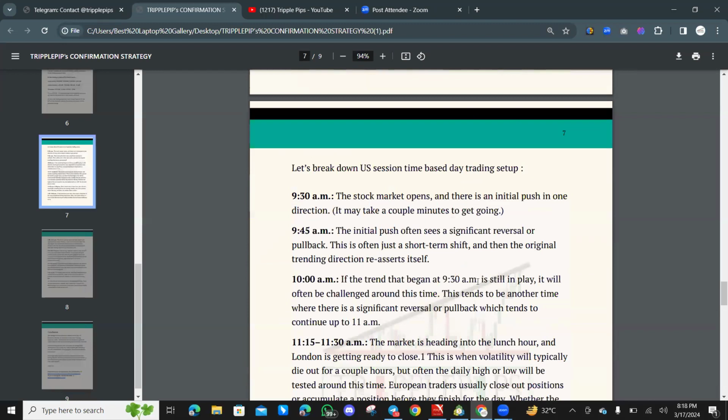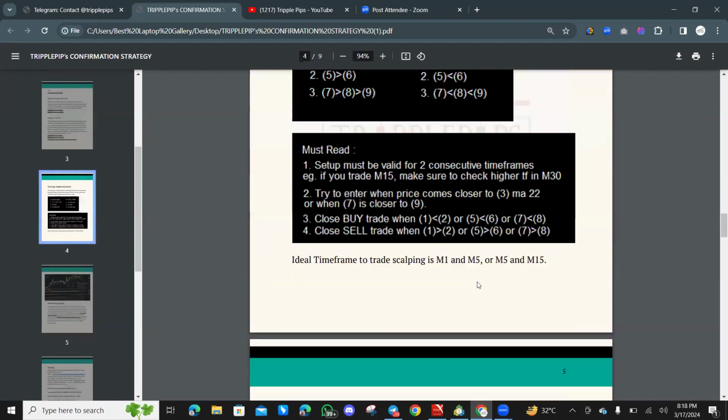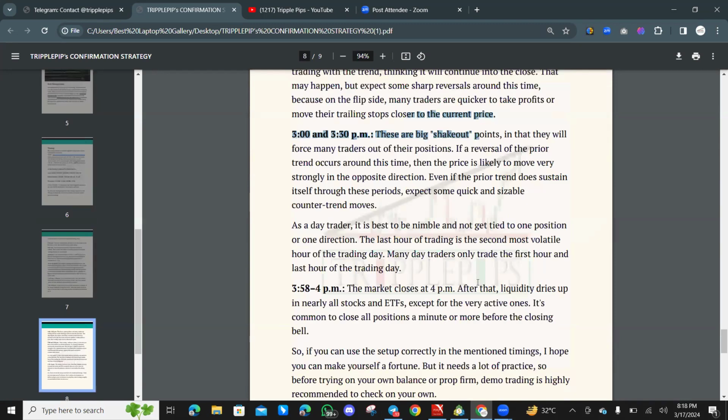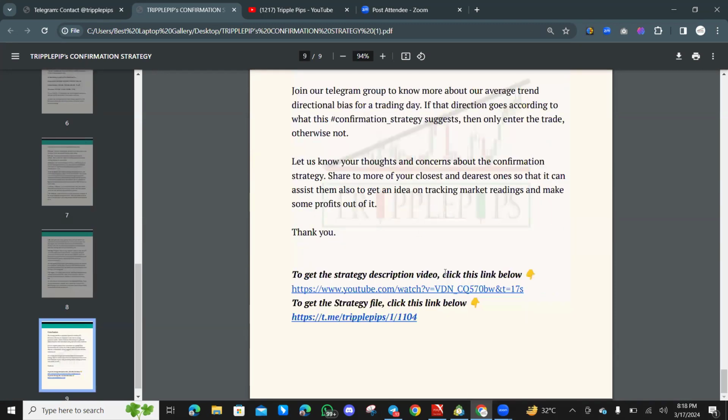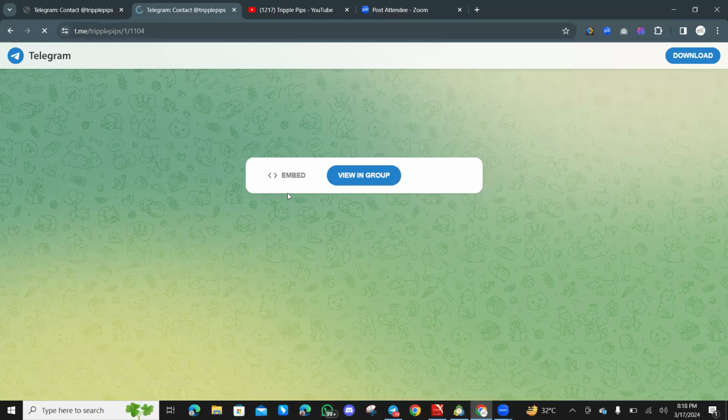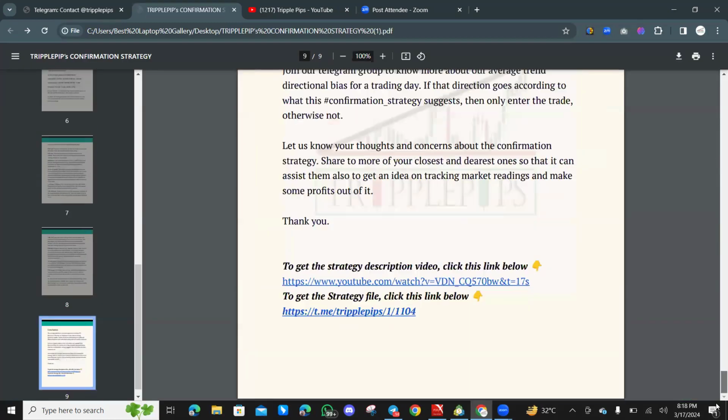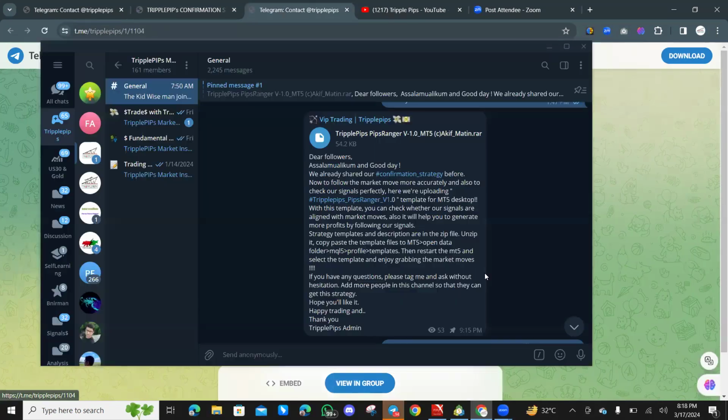So let's just see how you can install it in your platform and have a clear idea. In this PDF, you will see that to get the strategy file, you have to click this link below. Now, if you click this link, it will redirect you to our Telegram channel just over here. It's the file which works on MT5 only so far. So you need to download it.